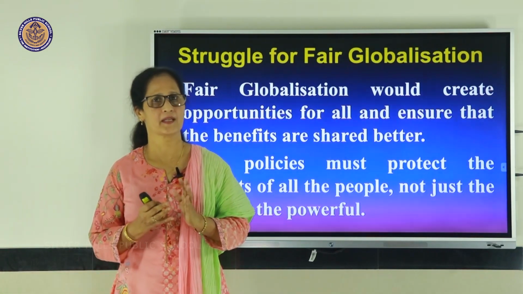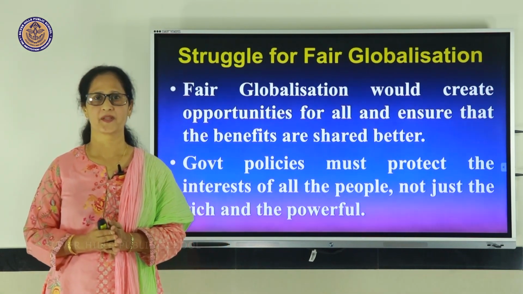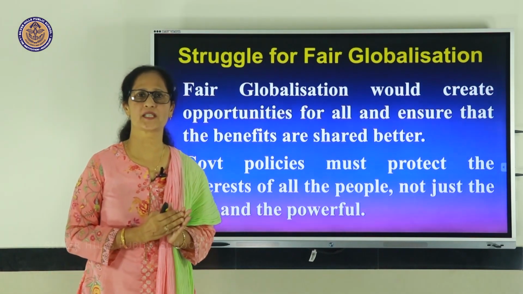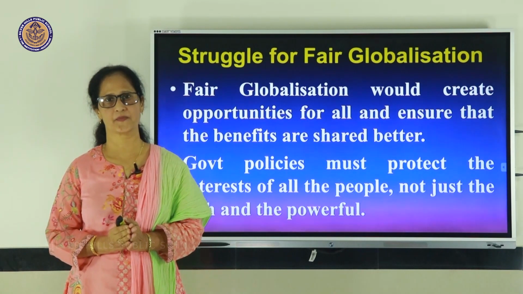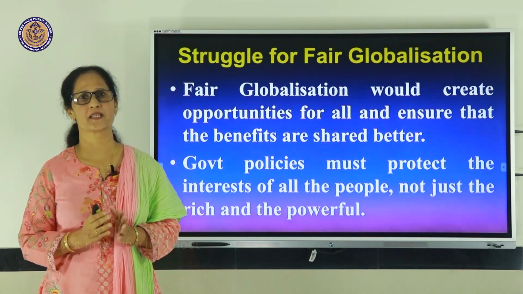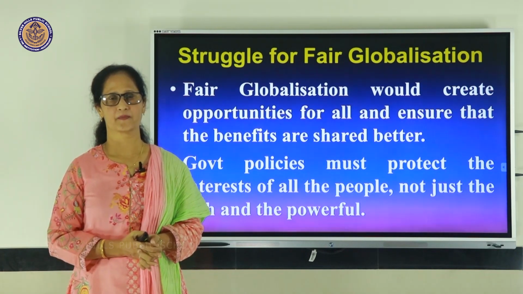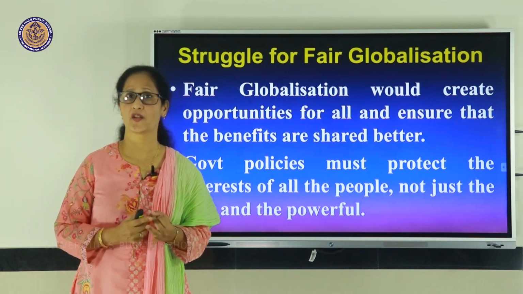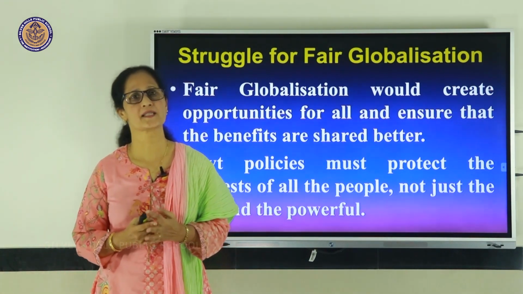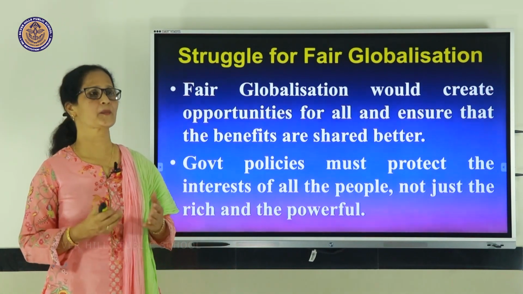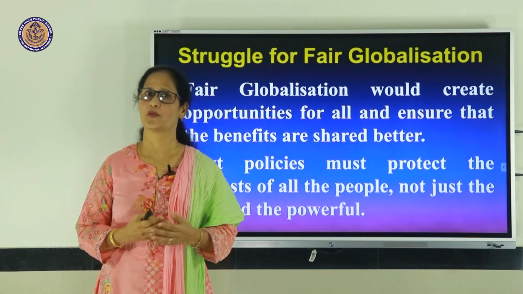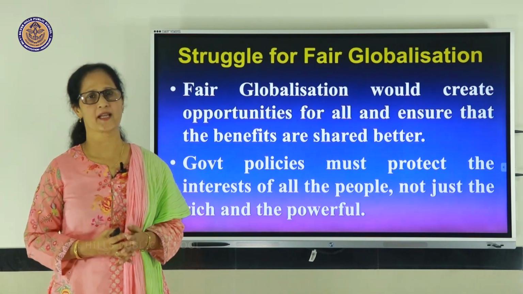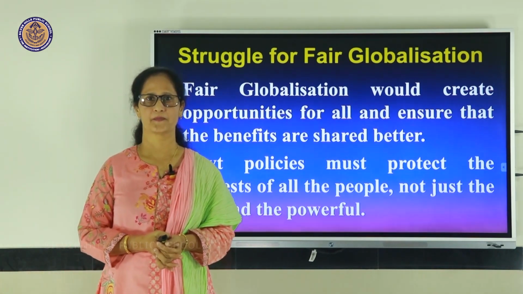Let us come to the last topic of the chapter, struggle for a fair globalization. When we analyzed the positive and negative impacts of globalization, we saw that not everyone has benefited from globalization. The people who have benefited are the rich and the powerful, the well-off consumers, the educated and skilled professionals. What about millions of other people who belong to the lower strata of society? They have been denied any share in the benefits of globalization.